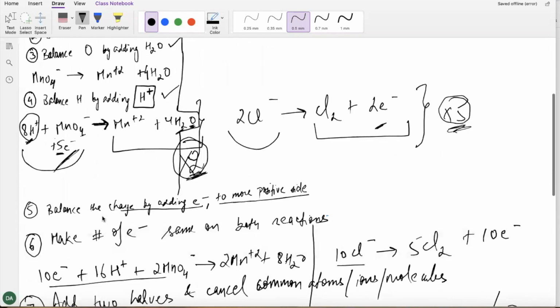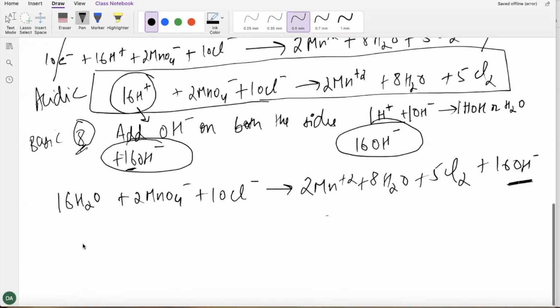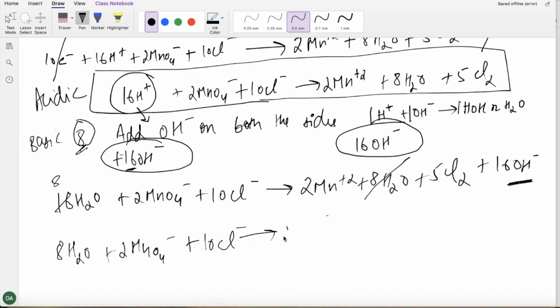When we take away the water, like you said, to reduce it, would it be the 8 H2O and then the 8 H2O on the side would be gone? Right. So all 8 will be gone, and this 16 will be left with 8. So now you again rewrite the equation: 8 waters, 2 MnO4 negative, plus 10 Cl minus gives you 2 Mn plus 2, plus that water is gone, so 5 Cl2, and then you have your 16 OH negative.